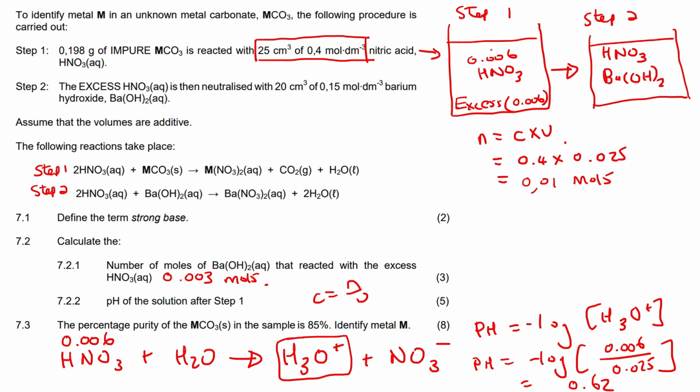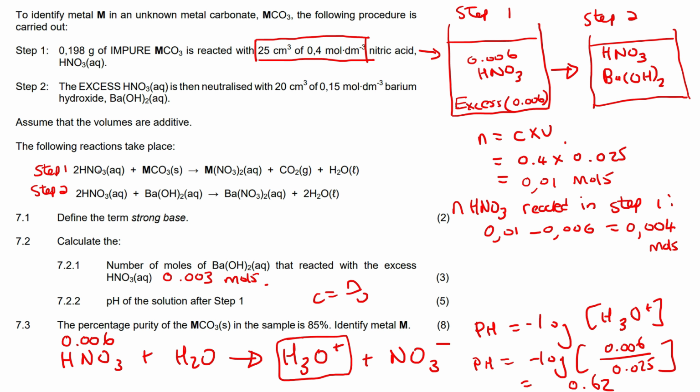How much was left over at the end? Remember, this was the excess. So then you can think about this. How much HNO3 did we actually use in this reaction over here? Well, we started with 0.01. We ended with this amount left over, so we can minus those two. So the moles of HNO3 used, or let's say reacted, in step 1 would then be 0.01 minus 0.006, and that gives us 0.004. So now we know how many moles were used.